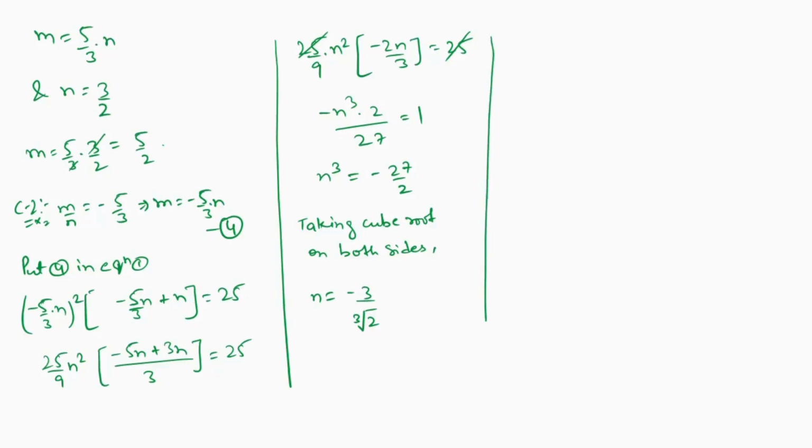So now substitute the value of n, that is minus 3 by cube root 2, in equation 4. So we get m equals minus 5 by 3 times minus 3 by cube root 2. On solving this we get 3 and 3 cancel out, so minus times minus is plus, so 5 by cube root 2 is the value of m.